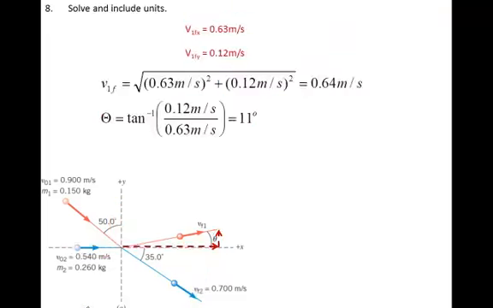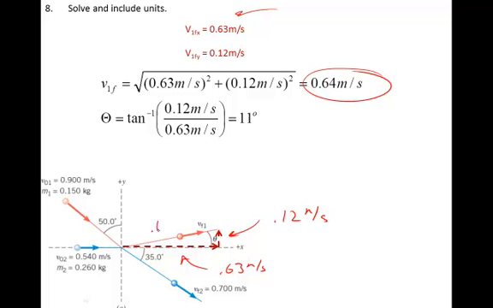In our last step, where we solve and include the units, we found that the horizontal component, which was this component right there, was 0.63 meters per second, and this component is 0.12 meters per second. So solving that using Pythagorean theorem gives us a value of 0.64 meters per second as that value there. It's the hypotenuse of that triangle, and the angle, this angle here, is 11 degrees if we use the inverse tangent.